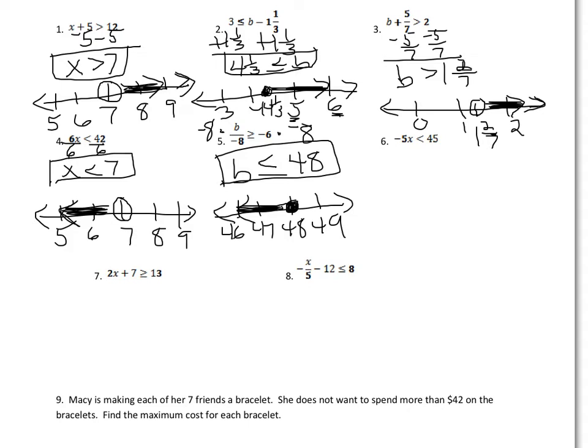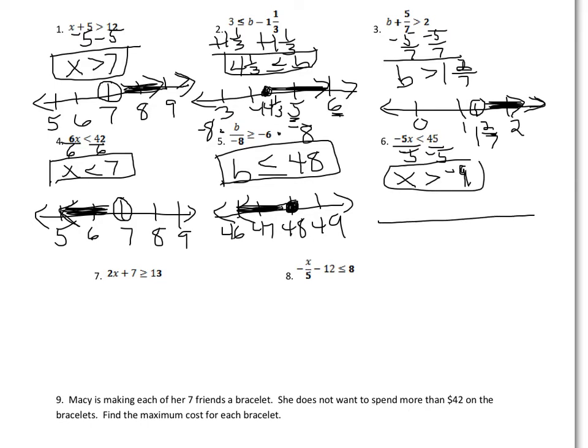All right, let's look at number 6. Okay, -5x is less than 45, so to isolate x, we're going to divide by -5, and divide by -5. And again, since we're dividing now by a negative, we're going to flip that direction. Instead of less than, it's going to become greater than. We're going to flip the direction of the inequality. And then 45 divided by a -5 is a -9.